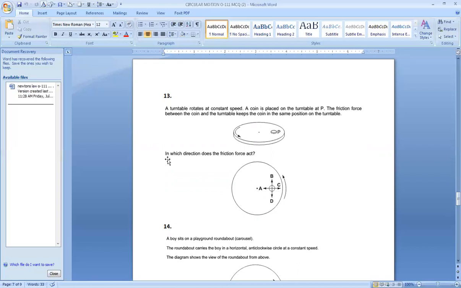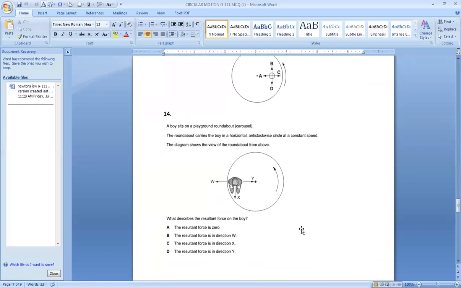So the direction of friction is towards A. The question asks in which direction the friction force acts. So the friction force acts inward, because if the coin moves in a circular orbit along the table, then the resultant force must be acting towards the center, and that is the force of friction.